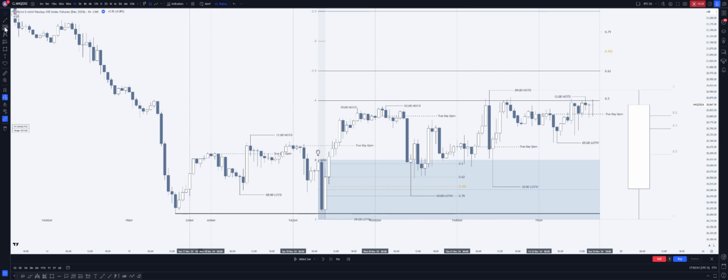We're now going to do the same for the next day. So we're going from Wednesday's low. I'm going to go up to Thursday's high. Drag this across. And then same again.